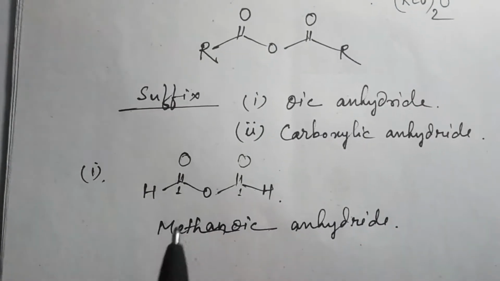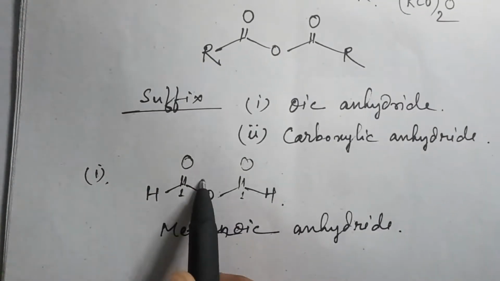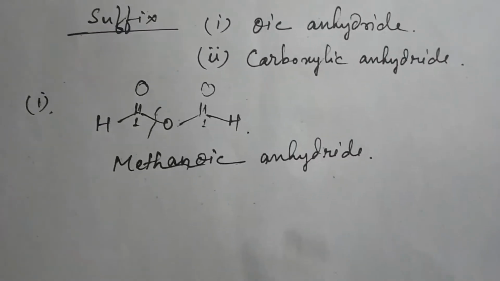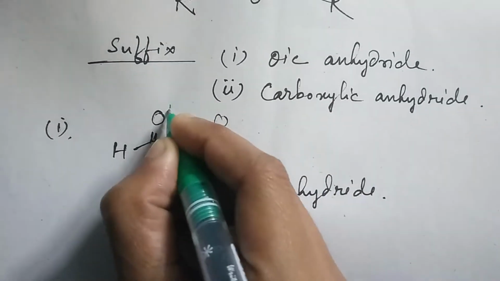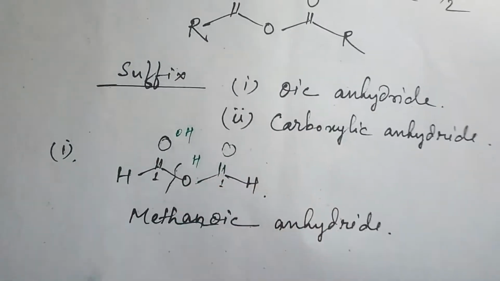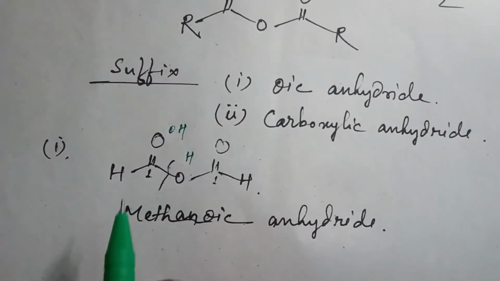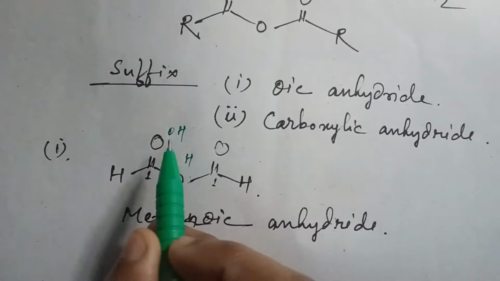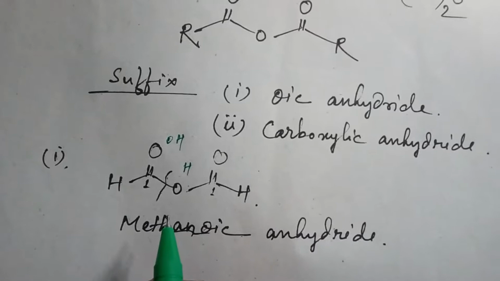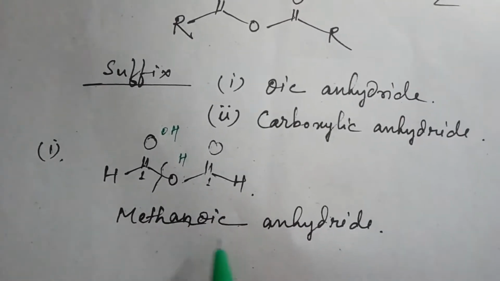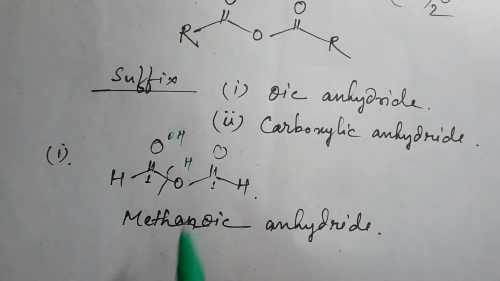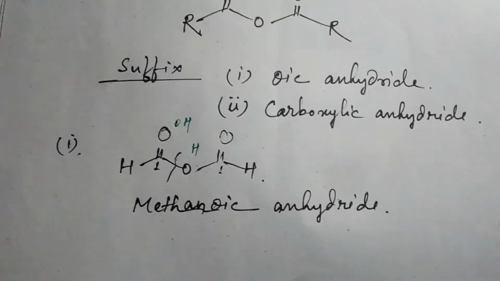Now see, if we break the anhydride in this position, and if we add here one OH and here H, then you can find out the acid. That one is HCOOH, that is methanoic acid or formic acid. That means this methanoic anhydride, we are getting it from methanoic acid. Okay. Now take another example.